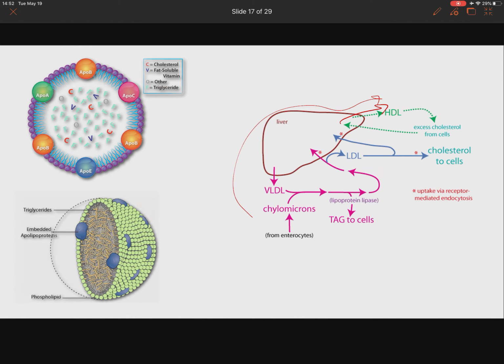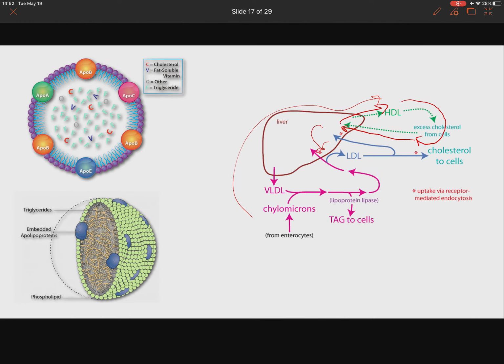So the job of HDL is to run around collecting extra cholesterol, if you've got it. It's like a trash man, brings it back to the liver so it can be repackaged as LDL to go back to the cells. It's like cleaning up the streets, right? Cleaning up the trash.